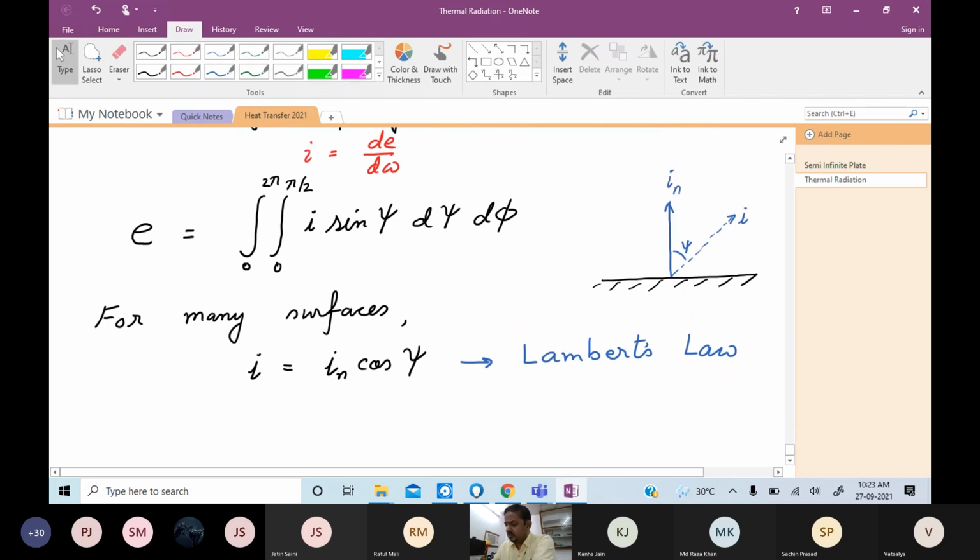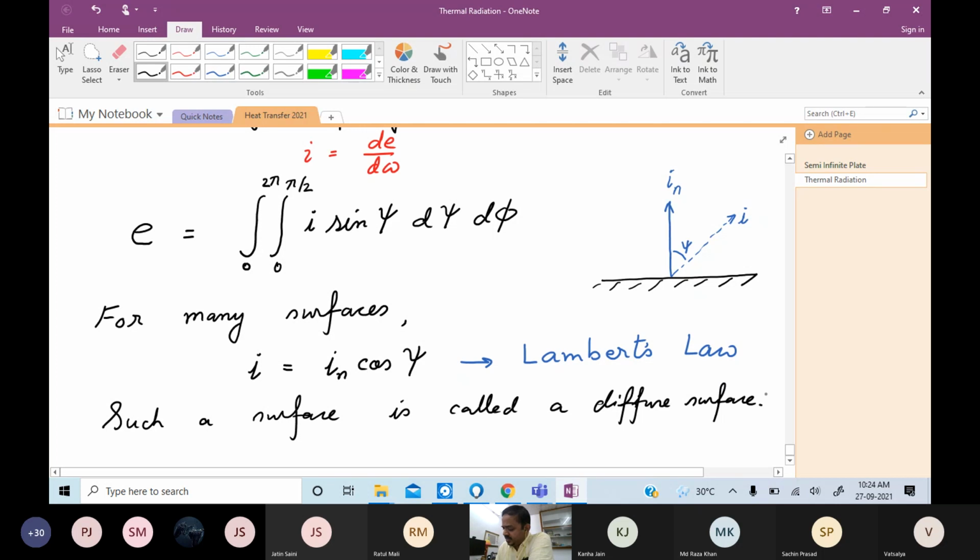So for many surfaces, what do we mean? That's vague. Okay, so I would say such a surface is called a diffuse surface. Many real surfaces, I would say most real surfaces, exhibit this behavior, where the emission happens in all directions in a diffuse manner.